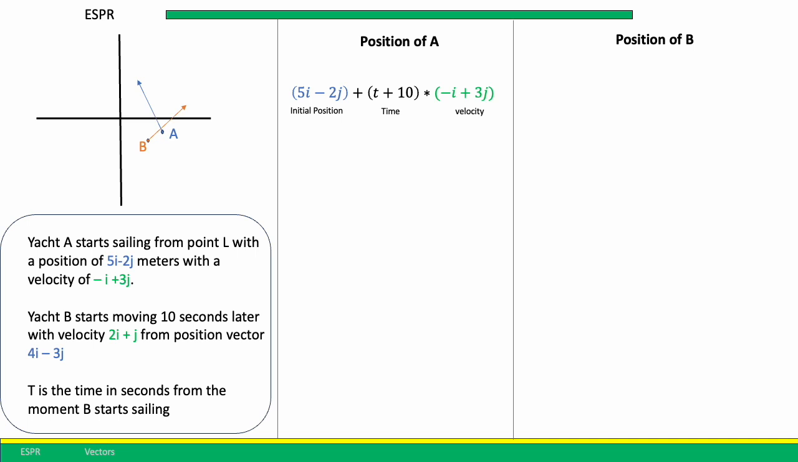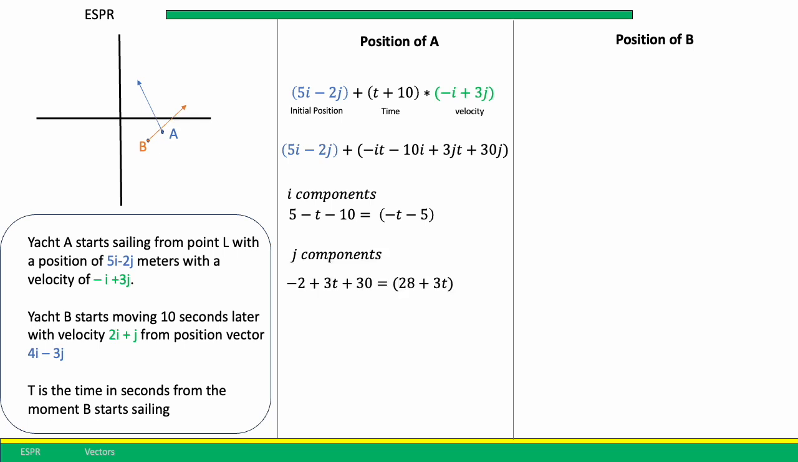This basically gives us our position, and since yacht B starts moving 10 seconds later, our time in this case will be t plus 10, and we multiply this by our velocity, minus i plus 3j. Then we expand this out, giving us minus t minus 10i plus 3jt plus 30j. Then we take out the i components of this equation, giving us 5 minus t minus 10, which gives us minus t minus 5, and our j components give us 28 plus 3t. Now this gives us a final position of (minus t minus 5)i plus (28 plus 3t)j.